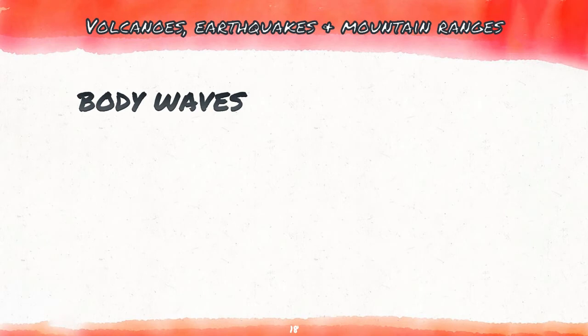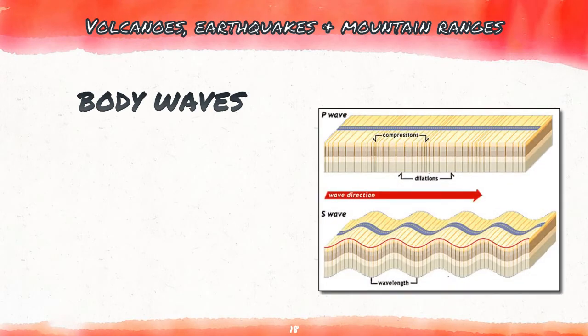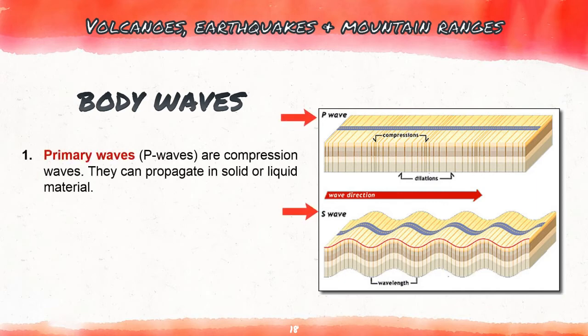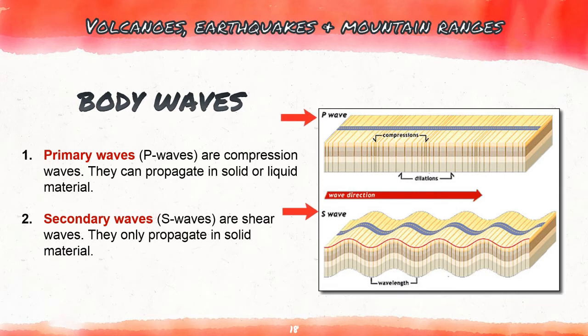Next are the body waves. By looking at the illustration, we have two types. The primary wave, or the P wave, is a compression wave. It can propagate in solid or liquid material. From the word itself, compression, there is a compression part in the wave. The second one is the secondary wave, also known as the S wave. These are shear waves. They only propagate in solid material. As you can see in the illustration, it creates a wave-like motion as it travels through the solid.